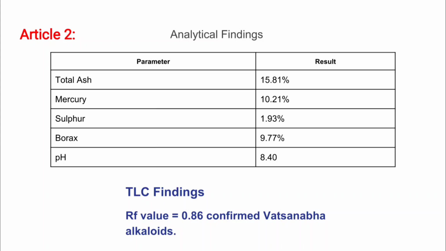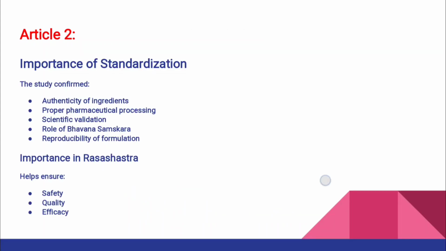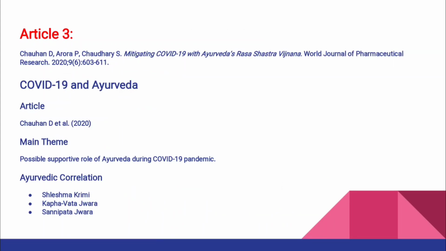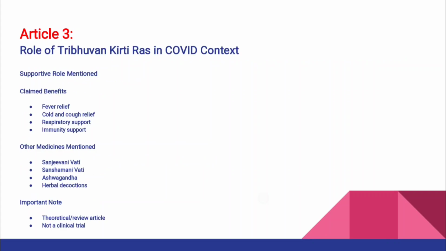Now we see the third article, that is Mitigating COVID-19 with Ayurvedic Rasashastra Vigyan, published in World Journal of Pharmaceutical Research 2020. This article discusses how Ayurveda and especially Rasashastra concepts may help in prevention, immunity enhancement, and symptoms management during the COVID pandemic.